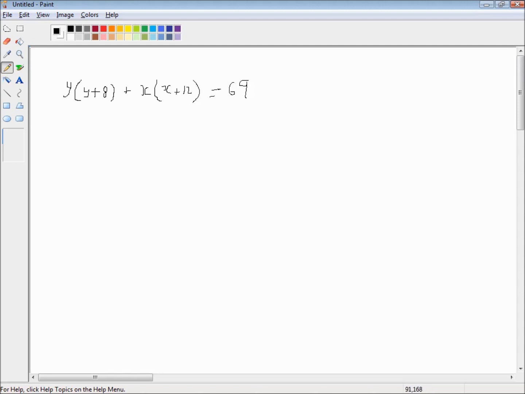So y times y is y squared plus 8y plus an x times x is x squared. And you're already thinking, oh, we've got a y squared term, we've got an x squared term, this is going to be a circle, isn't it? So this is x times 12, so this is plus 12x. And that's equal to 69.